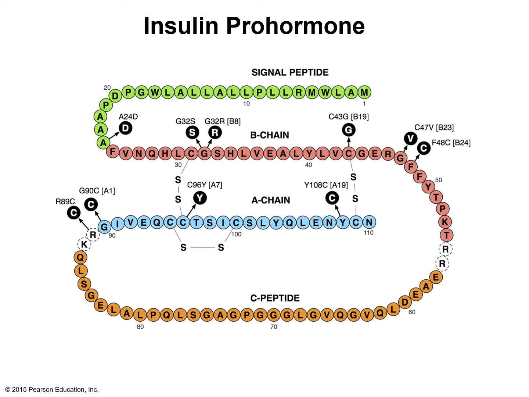Here we can see an example of an insulin hormone. We can see a single peptide made up of multiple amino acids as it is linked together. So this is showing you the different peptide chains to create a polypeptide prohormone.